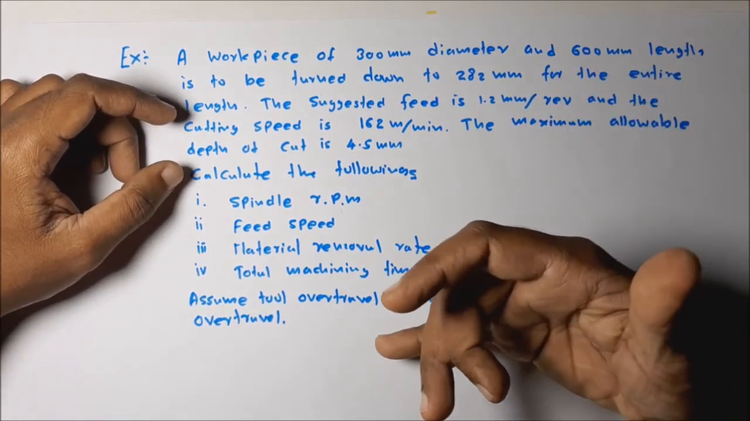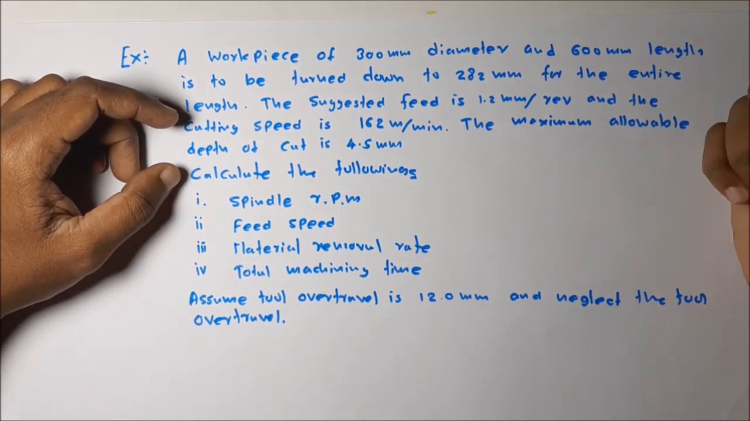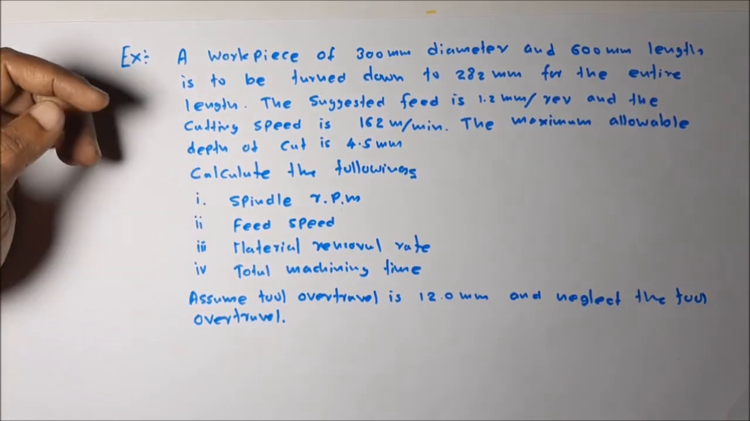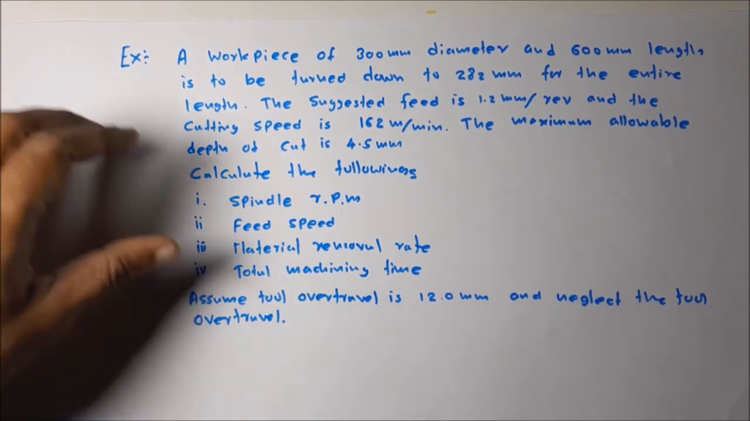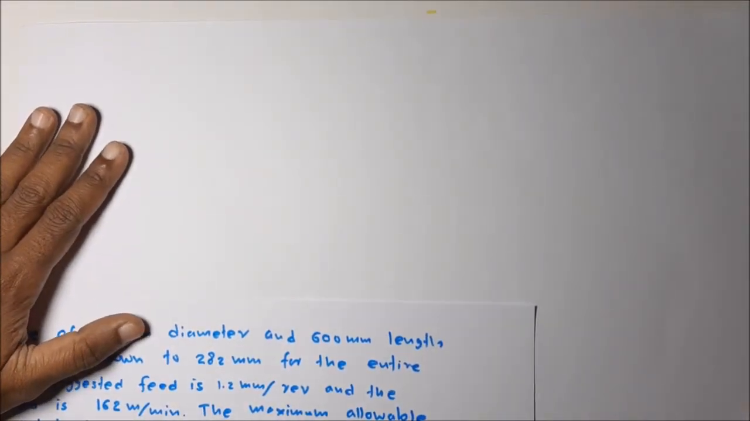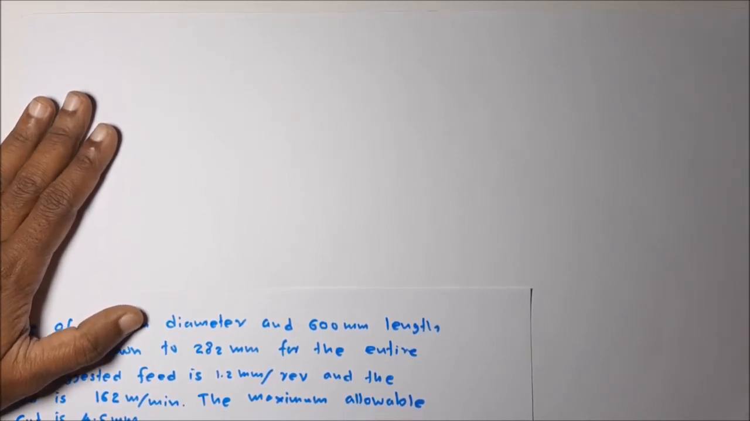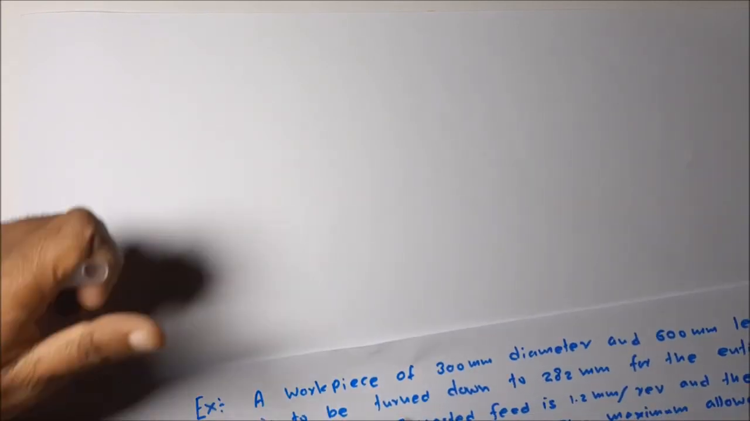Then additional data is given: the tool approach length is 12 millimeter, and we can neglect the tool over travel. First thing you have to draw the sketch, the diagram, including all the detail. That is the way you have to use to solve a problem.